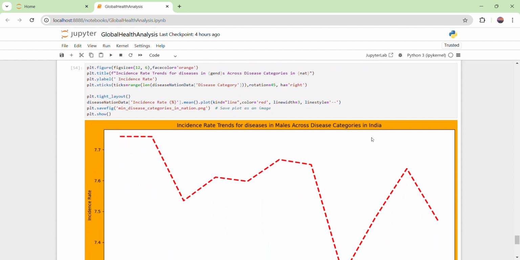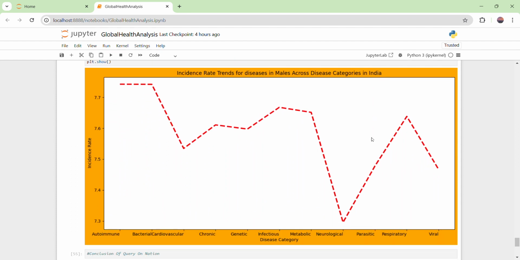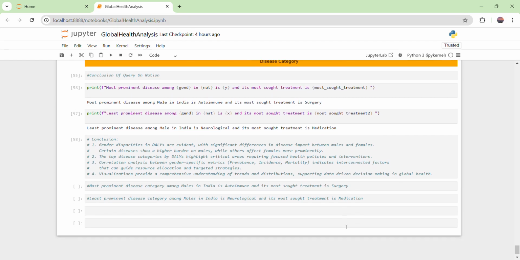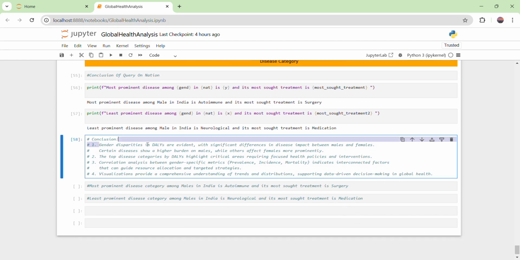And finally, this summarizing plot between the various incident rates and the various categories of the diseases found in India for the males has been represented. And this is a summarizing graph which states a peak at autoimmune diseases, and definitely a lower minima has been found at neurological diseases. So as a conclusion, what we can say is definitely the gender disparities in the DALY values are evident, with significant differences in the disease impacts between males and females.